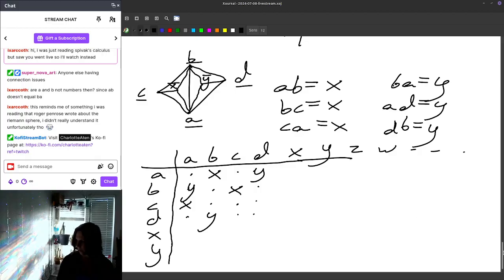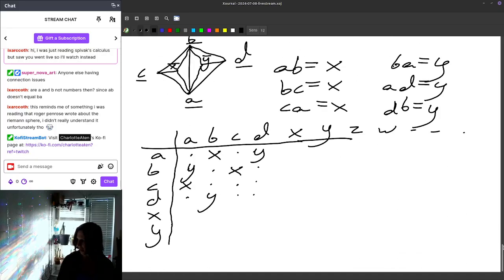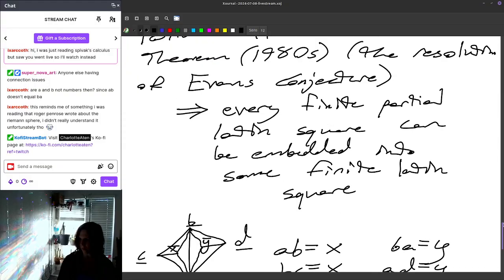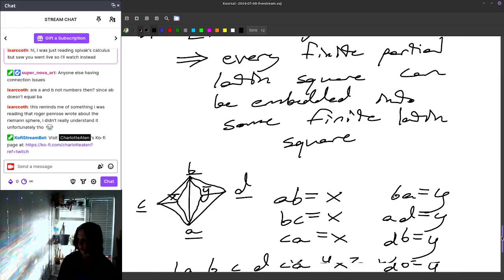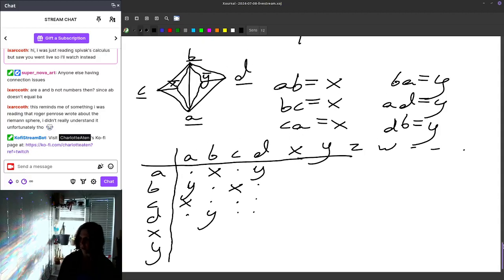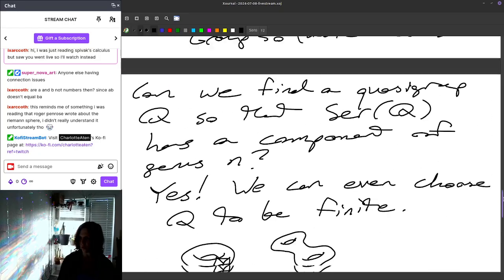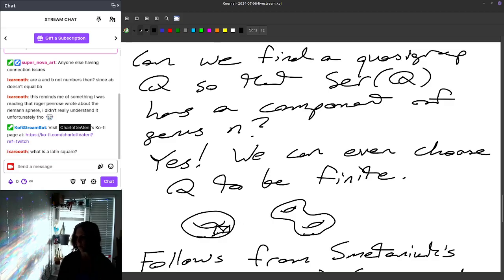And so the answer, in the case where you have a finite beginning to your puzzle, because of this theorem of Smetaniuk from the 80s, the answer is yes. You can actually figure out how to extend this using at most finitely many new symbols to a complete Latin square. In other words, you can fill in all the rows and columns, you can solve the puzzle, and that will give you the desired quasi-group Q from this question, assuming that you get that initial partial Latin square from the multiplication.